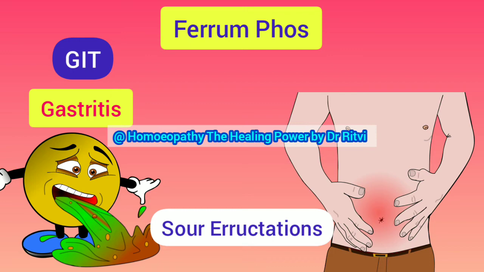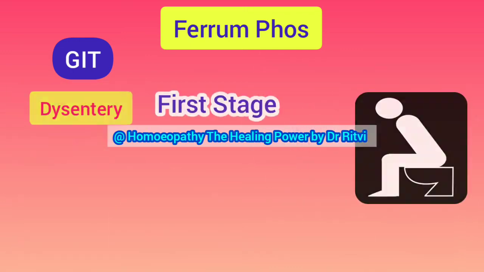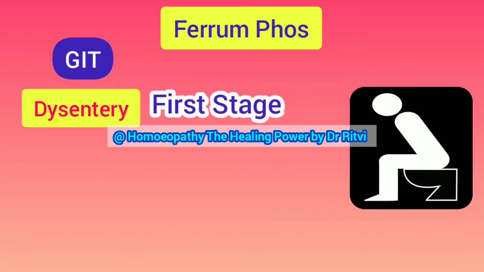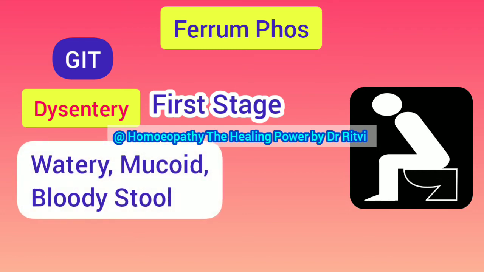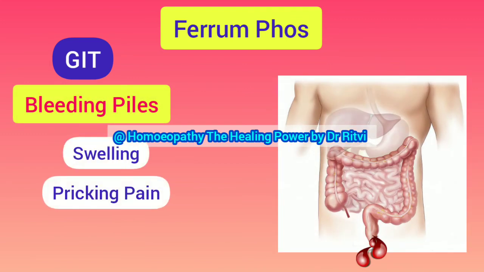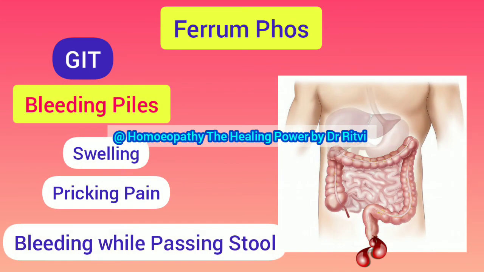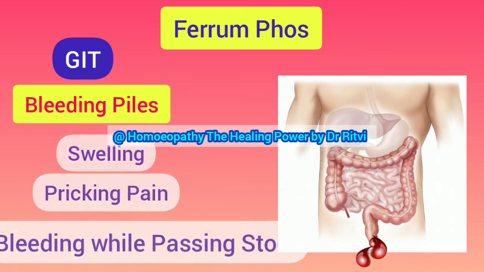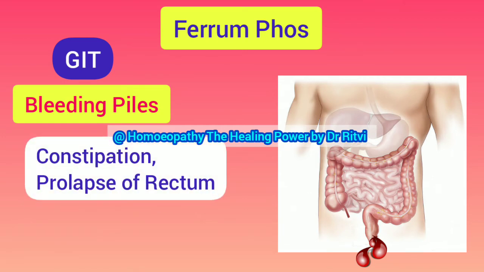Friends, Ferrum Phos is a useful medicine in the cases of first stage of dysentery, whenever the stool is watery and it contains mucus with large amount of blood. Friends, Ferrum Phos is also useful in the cases of bleeding piles. There is severe swelling with pricking type of pain, and there is bleeding while passing the stool. In severe and chronic cases of piles, patient suffers from constipation and prolapse of rectum.